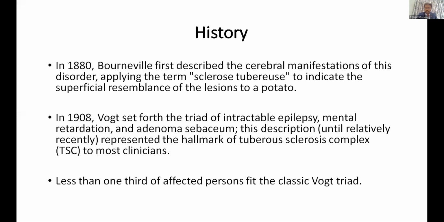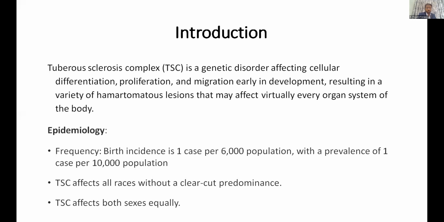That means a large number of patients will have a little better prognosis than what was described around 120 years ago. So to introduce, tuberous sclerosis complex is a genetic disorder which has three important things to remember. It is a disorder affecting cellular differentiation, proliferation, and migration in early development of the brain. Not just the brain, all organs. This leads to formation of various hamartomatous lesions all across the body, which mainly affect the brain, kidney, lungs, heart, and skin. So these are the five organs which we are supposed to remember.